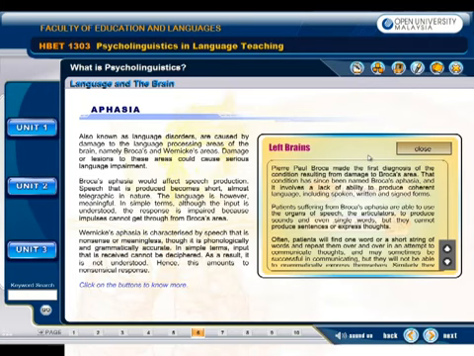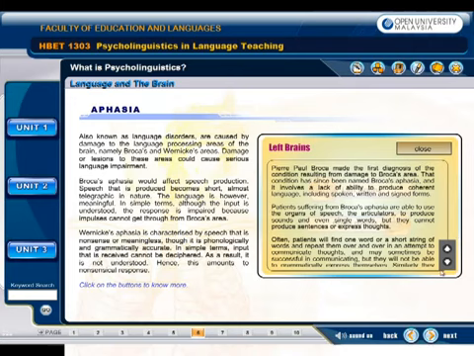Pierre Paul Broca made the first diagnosis of the condition resulting from damage to Broca's area. That condition has since been named Broca's aphasia, and it involves a lack of ability to produce coherent language, including spoken, written, and signed forms. Patients suffering from Broca's aphasia are able to use the organs of speech, the articulators, to produce sounds and even single words, but they cannot produce sentences or express thoughts.